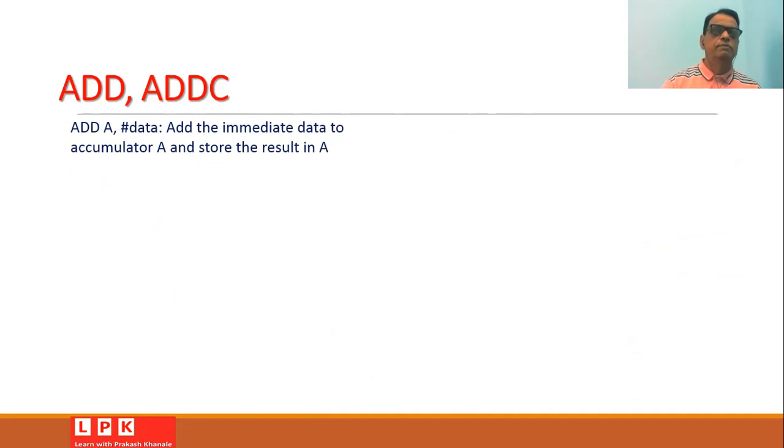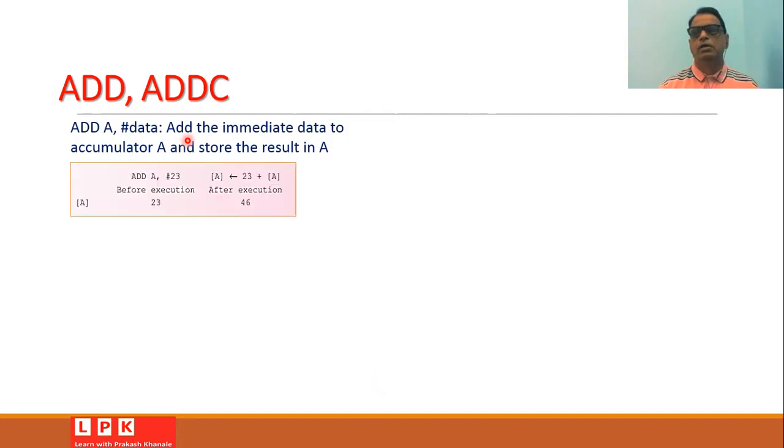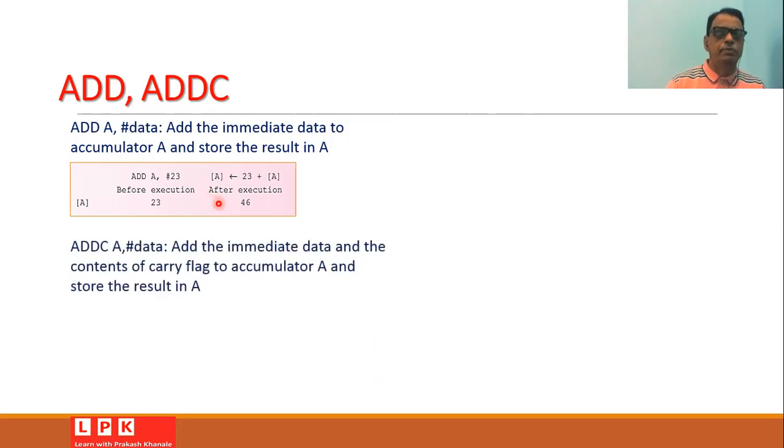The first instruction is the ADD instruction: ADD A, #data, where the immediate data provided in the instruction will be added into the accumulator, and the result will be stored in the accumulator. For example, when we write ADD A, #23, and if A already contained 23, then after the execution of this instruction, we will get the result 46 hexadecimal in the accumulator.